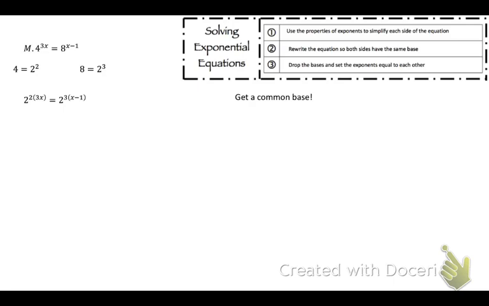So that's going to be 2 squared to the 3x equals 2 cubed to the x minus 1. So that's 2 times 3x equals 3 times x minus 1, which is 6x equals 3x minus 3. Subtract that 3x, so you get 3x equals negative 3, x equals negative 1. Cool?